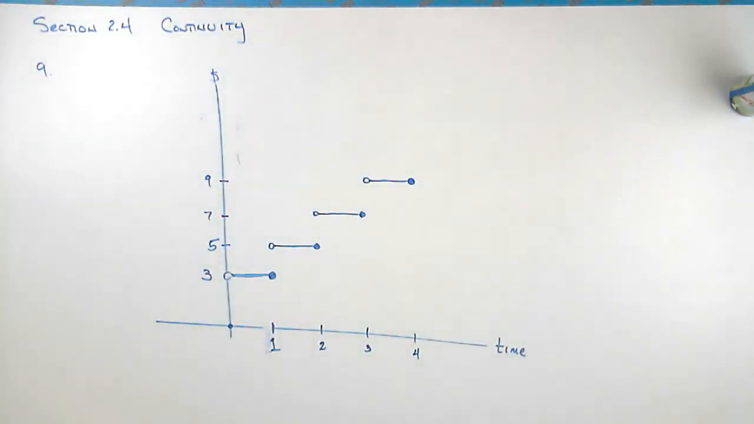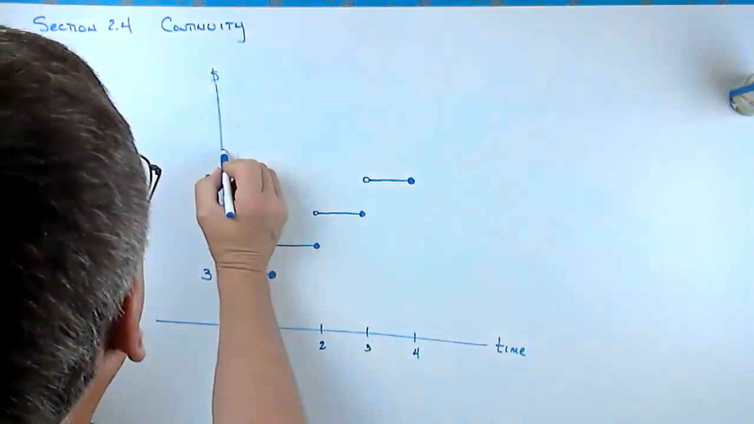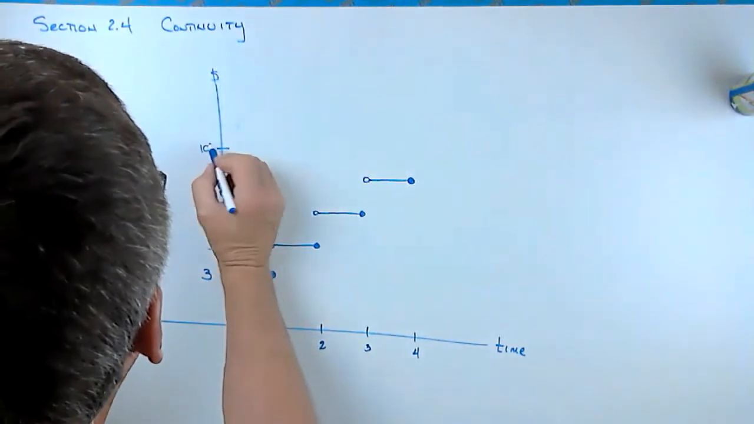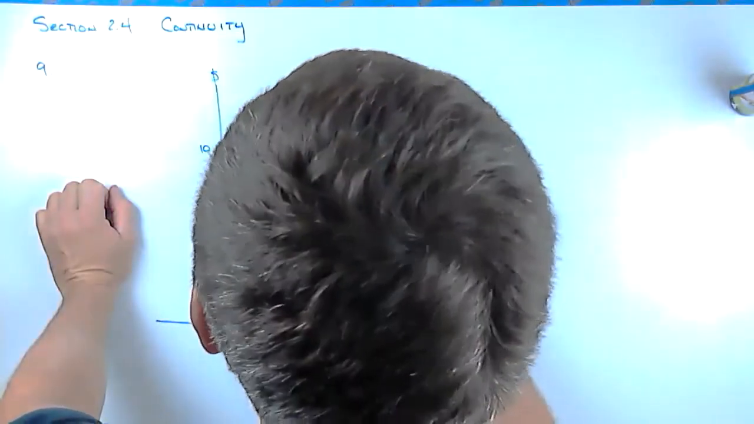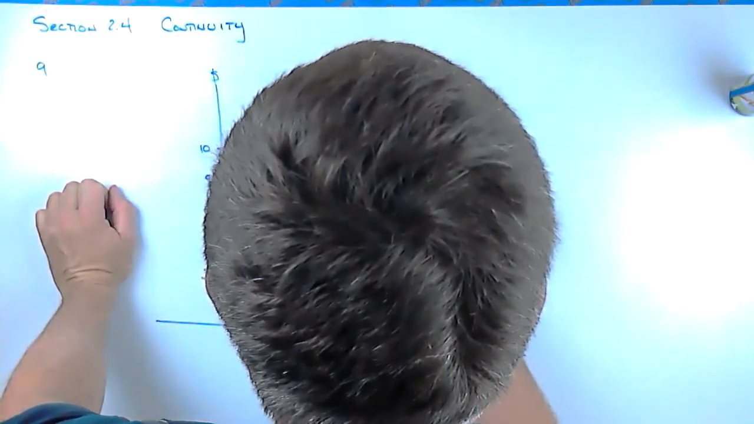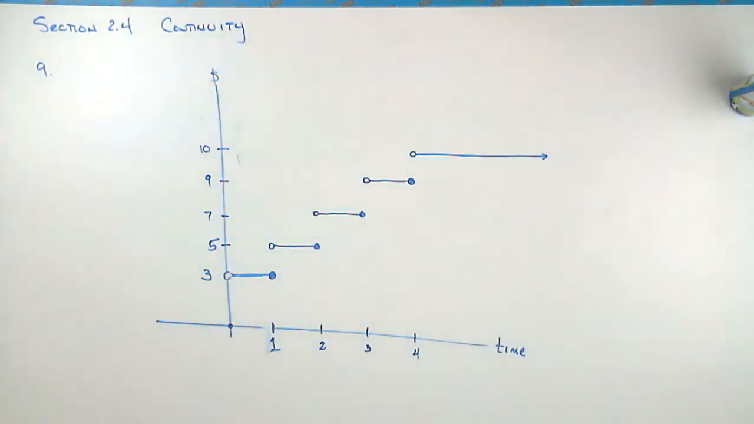But what happens after that? Well, it says in the problem, the most they're going to charge us is $10, right? That's the most they're going to charge us for a day. After the 4th hour, we can park there as long as we want. The maximum we're going to pay is $10. So from here at $10, we have an open circle, and this just goes to the right forever because it's never going to be more than $10. That's the most we're ever going to owe them.